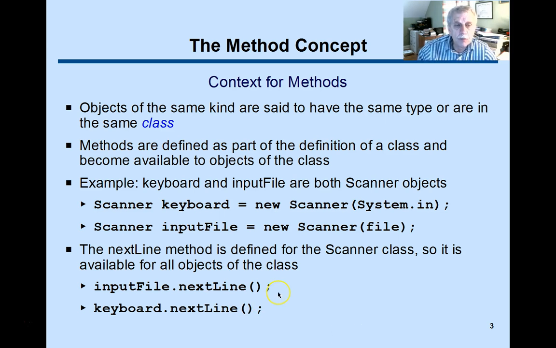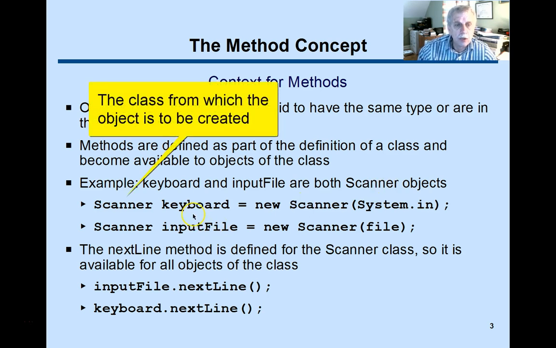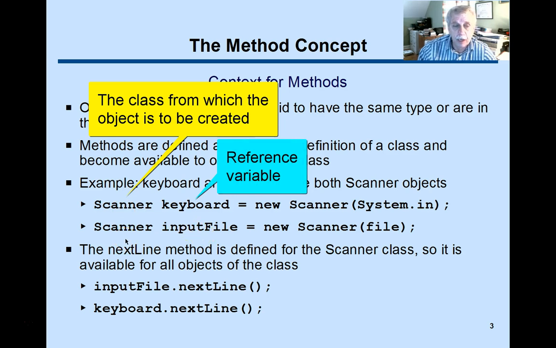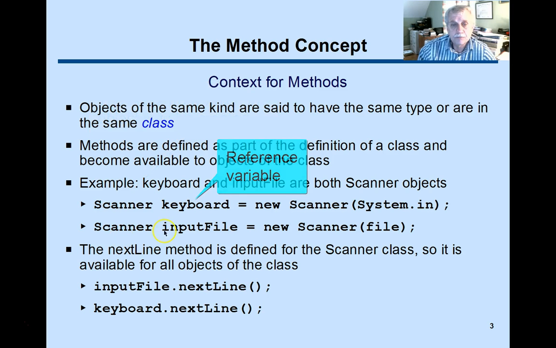So here's an example from something a little bit different than working with the person objects. Let's suppose we have a keyboard and we have an input file. Both of these are defined within our application as scanner objects. So we say keyboard is of type scanner, it's derived from this class. Input file is of type scanner, derived from the scanner class.